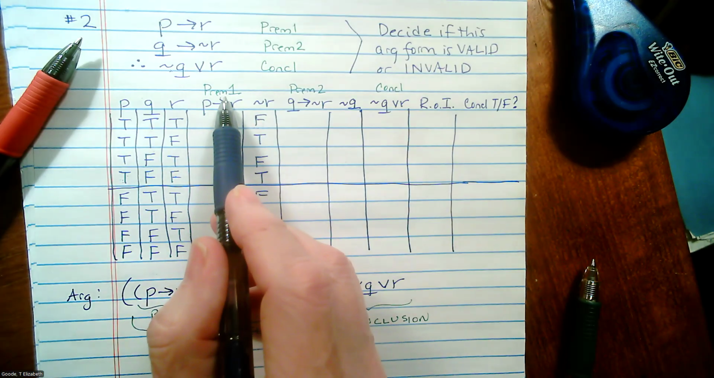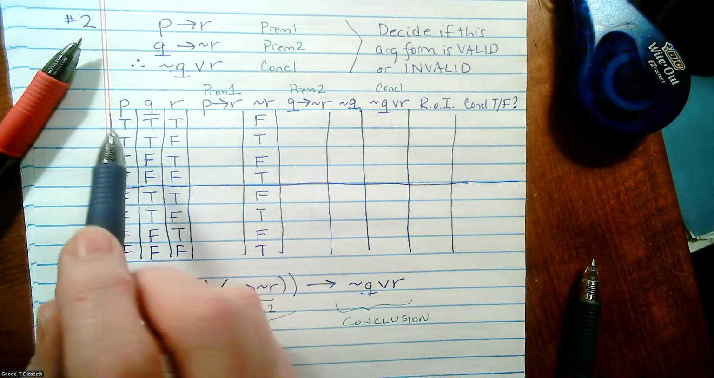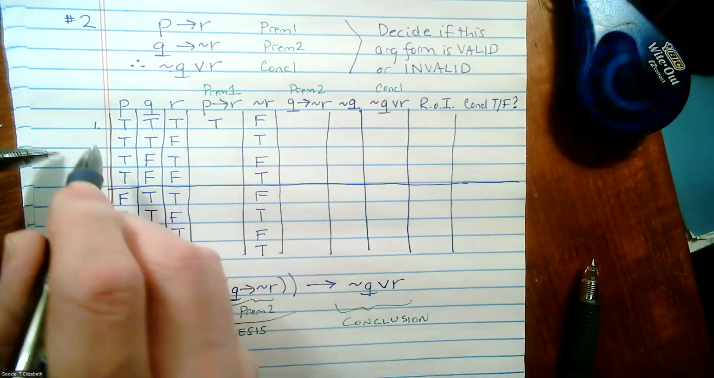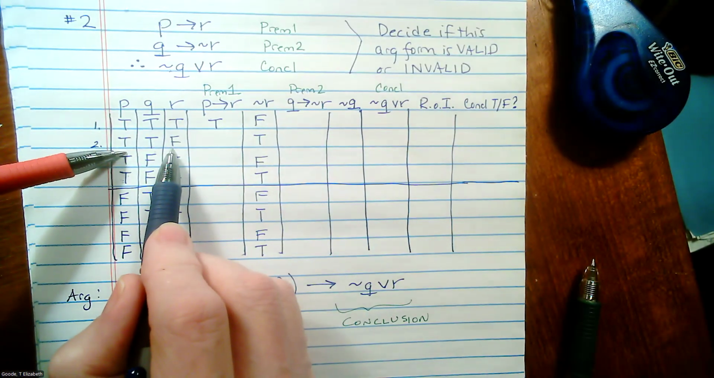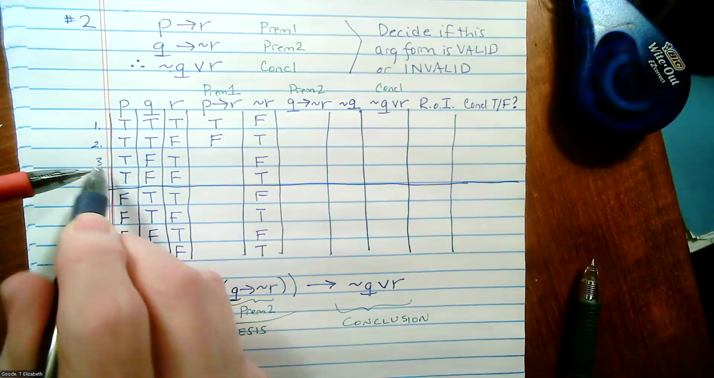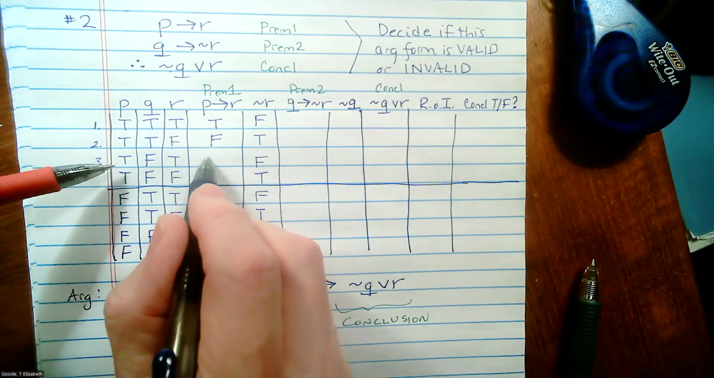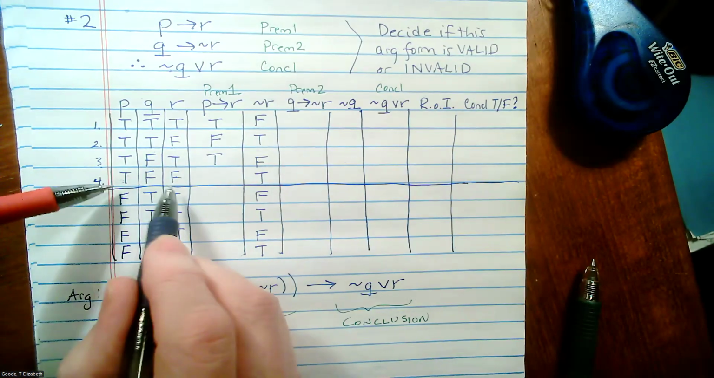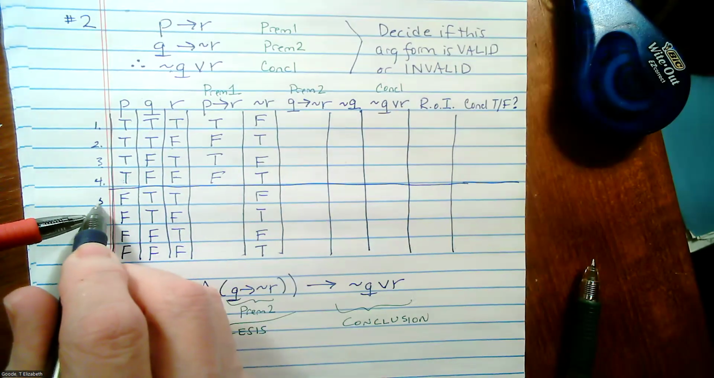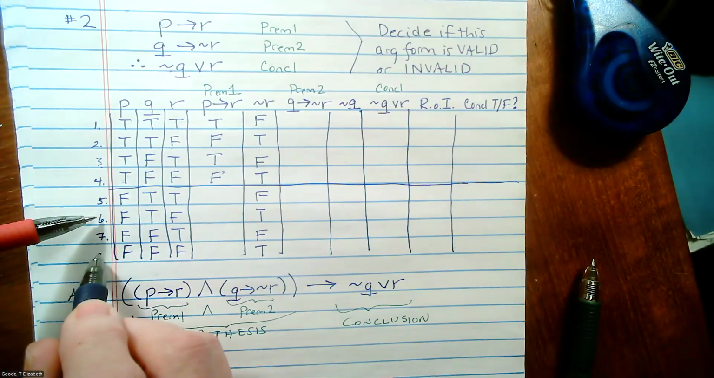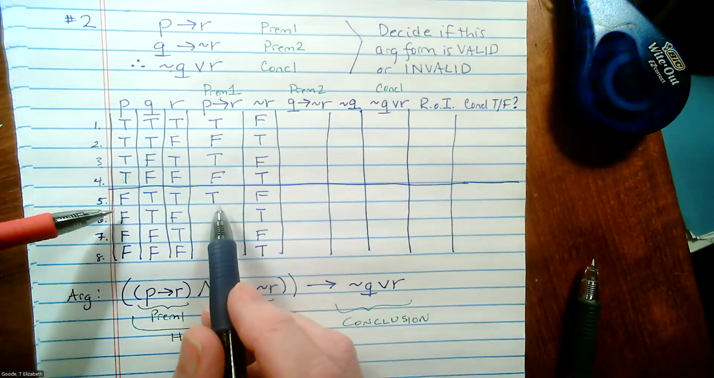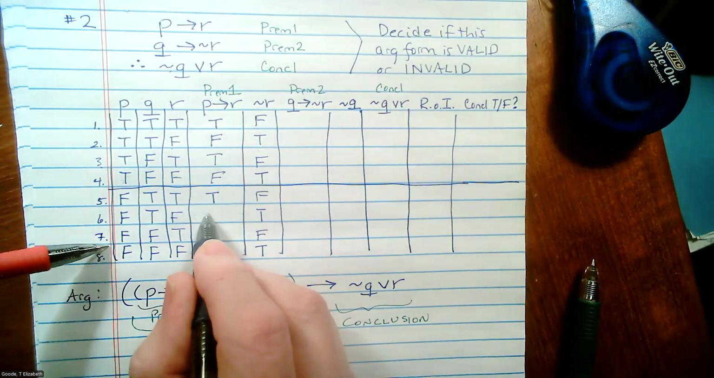Let's go ahead and build our premise 1 column. If P, then R. Okay, so row 1. If P, then R is true, because true implies true is true. Row 2 would be false, because true implies false fails. Row 3 would be true again. True implies true is true. Row 4, false, because true implies false is false. Row 5, true, false hypothesis. And the same is happening in the rest, 5, 6, 7, and 8? They're all true.